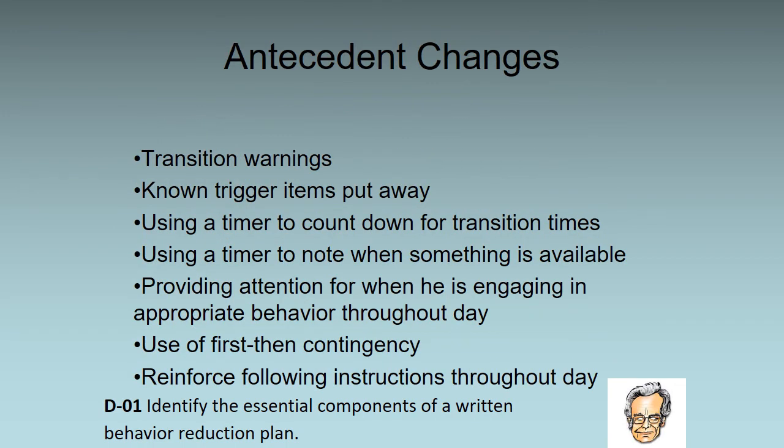Antecedent changes. This section deals with what we can do as antecedent manipulations. We can provide transition warnings. Known trigger items can be put away. We can use a timer to count down for transition times, or use a timer to note when something is available. We can also provide attention for when he is engaging in appropriate behavior throughout the day. We can use our first-then contingency, and we can also reinforce following instructions throughout the day. The point is, these are things that we can do before a behavior occurs to make the behavior less likely to occur.